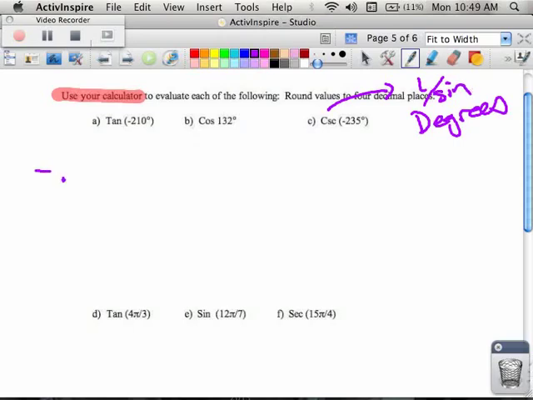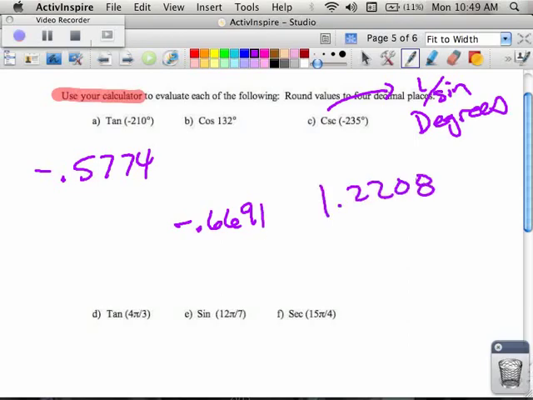So this is negative 0.5774, and then negative 0.6691, and then 1.2208. Try it on your calculator. This is basically just typing it in and seeing if you can get those.